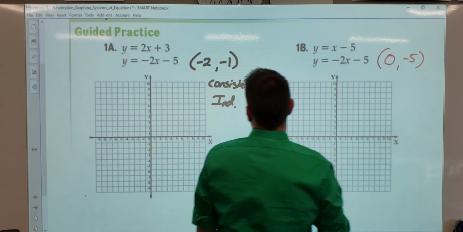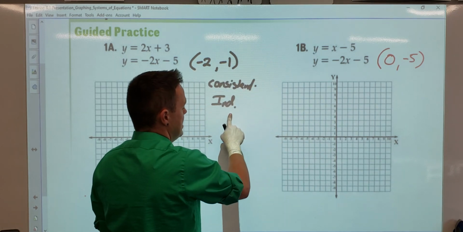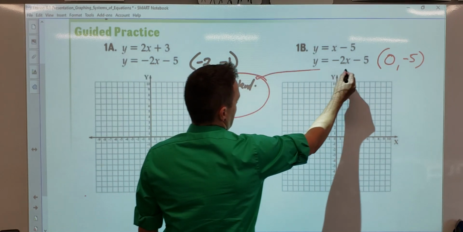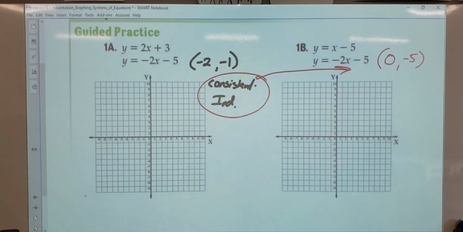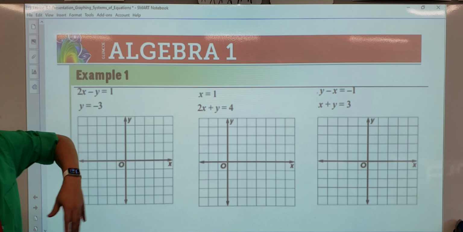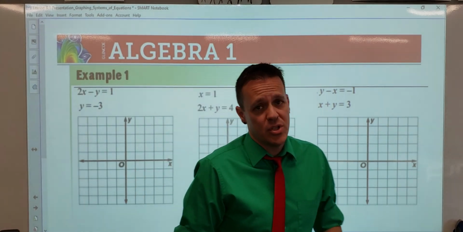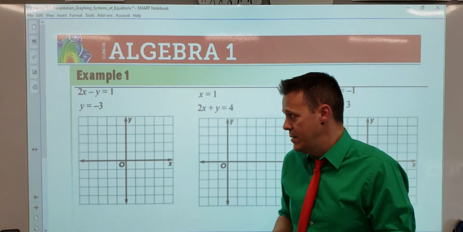All right, this is once again consistent and independent. This is the same over there. Write that down, make sure you know, graph it up. Now I wanted to make sure you guys had some more examples to graph. So please graph these three.